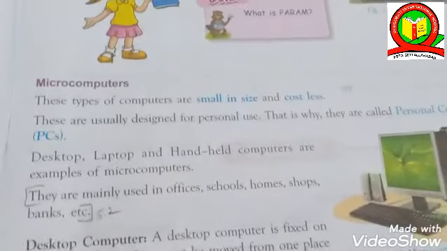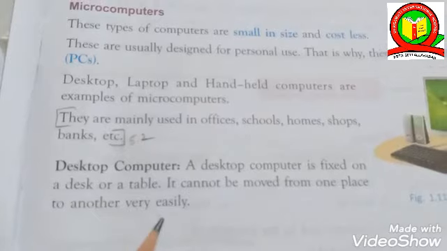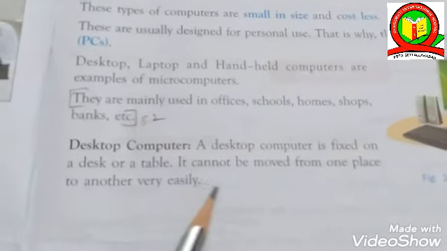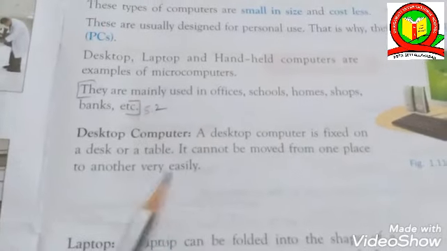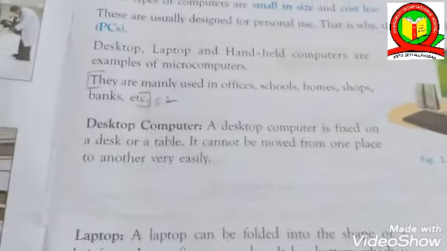Now, the desktop computer. A desktop computer is fixed on a desk or a table. It cannot be moved from one place to another very easily. You cannot move this computer from one place to another very easily.